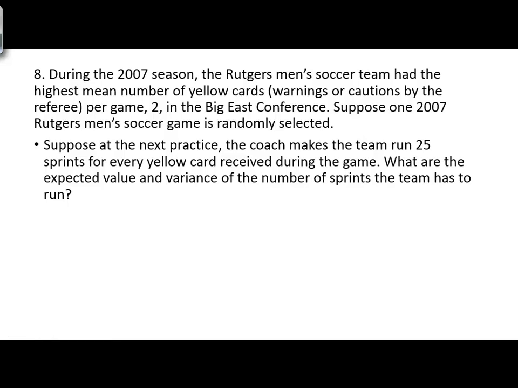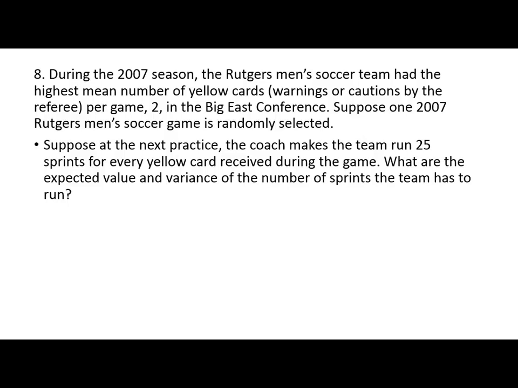So practice, what we were referencing earlier. Suppose at the next practice the coach makes the team run 25 sprints for every yellow card received during the game. What are the expected value and variance of the number of sprints the team has to run? Anybody have a strategy to try here? Can we use the property about the linear function of x for expected value?